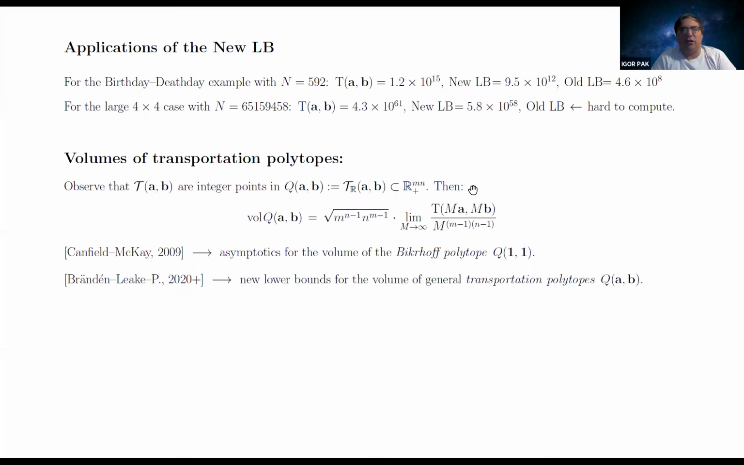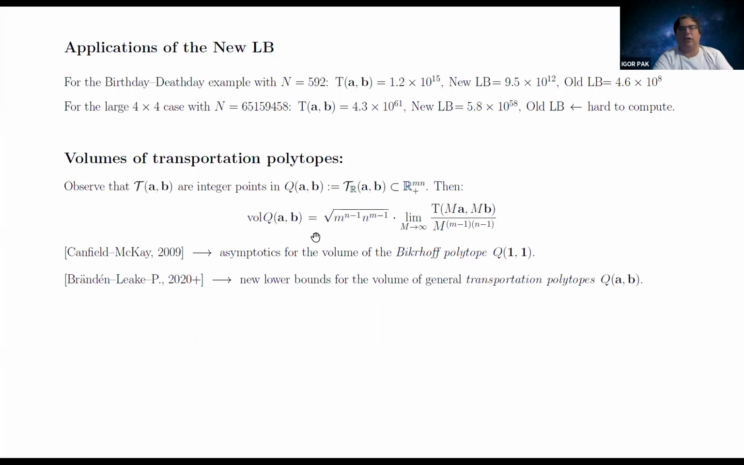So I want to mention one application, and the application is to volume of transportation polytopes. The way to understand that is to think of contingency tables as integer points in some polytopes, where in the definition, instead of integer points, you just look at all real points. Which goes back to the first slide.